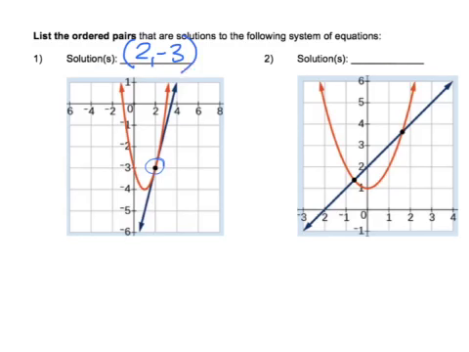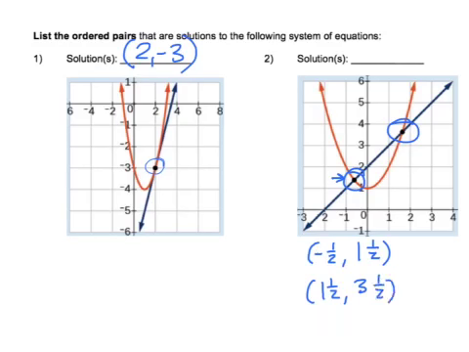Our next system has 2 points of intersection with each other, so we have 2 solutions. These are kind of fractional, so bear with me, yours might be a little different. I have (-1/2, 1 1/2) for that first point right here. My other point is at 1 1/2, and it's up 3 1/2. There we go, numbers 1 and 2.